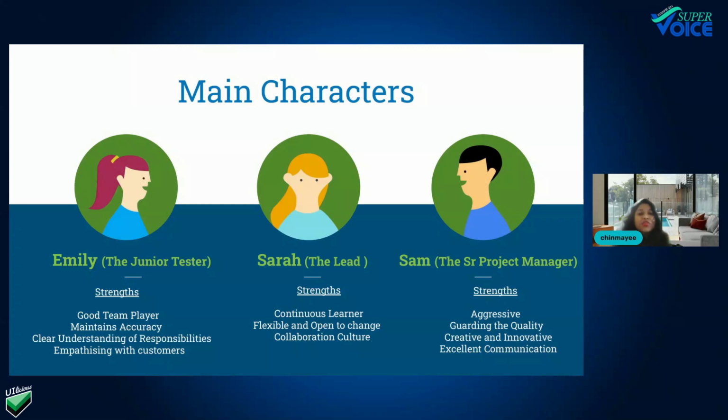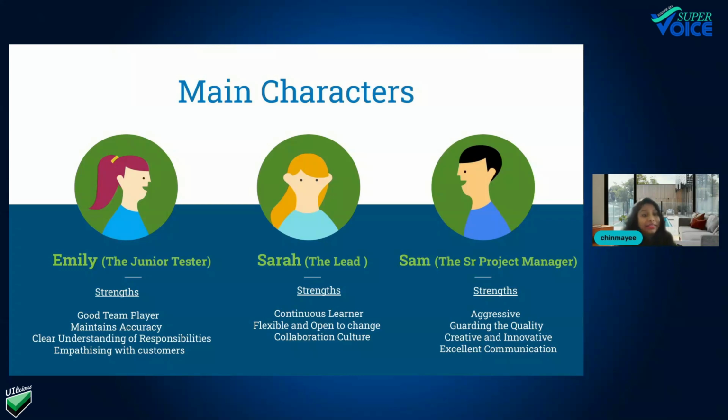So I have chosen some of the accounts who stand out in various experiences across time. The first one is Emily. Emily works as a junior tester, having like 2 to 3 years of experience in the industry. Her strengths include that she is a good team player, she maintains accuracy on the things that are given to her, she has a clear understanding of responsibilities, and one important factor is she empathizes with the customers.